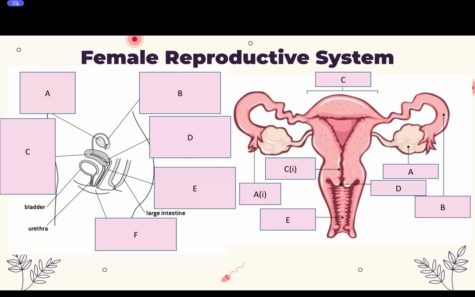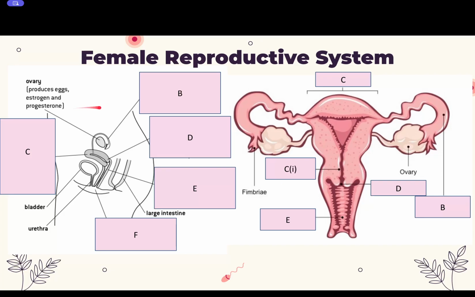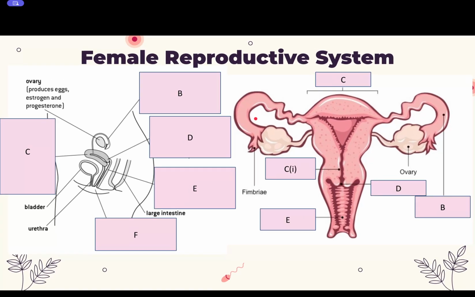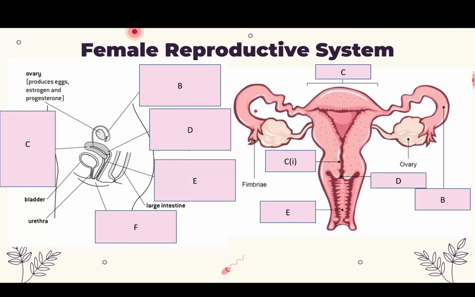Okay, so A is ovary, obviously. Ovary over here, ovary over here. The ovary produces eggs, estrogen, and progesterone in the female body. And then A1 is fimbriae. From what I understand, fimbriae just assist in grasping the egg once it's been released from the ovary. But if I'm wrong, feel free to correct me.